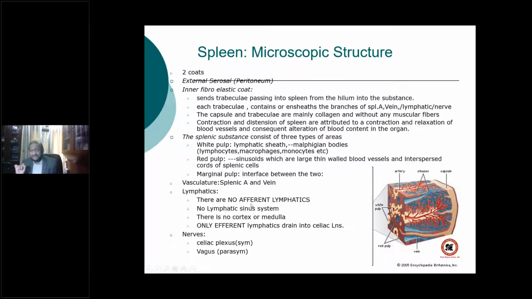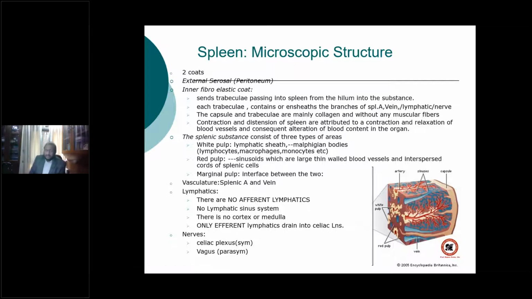Now see, this is very important and in bold. There are no afferent lymphatics. No lymphatics enter the spleen. They only exit the spleen. So efferent lymphatics are present. Afferent lymphatics are never present in the spleen. There is no lymphatic sinus system inside the spleen, and there is no cortex or medulla inside the spleen.